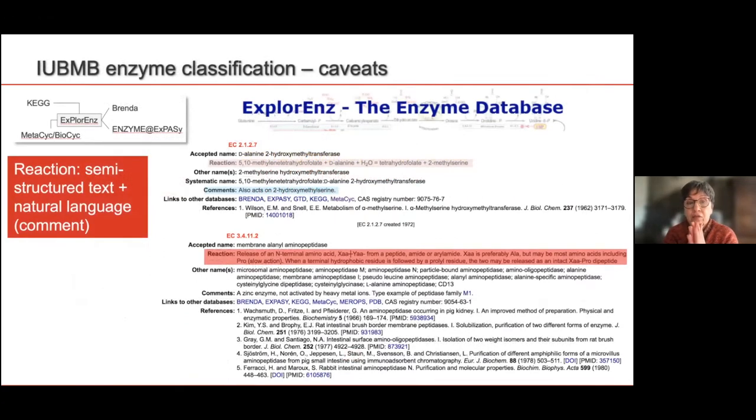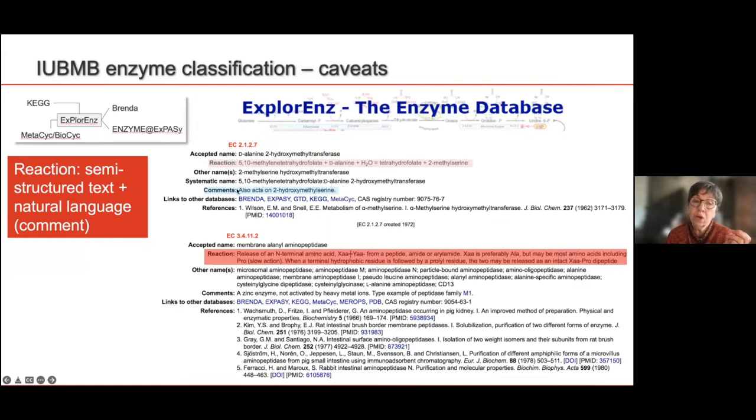Expasy Enzyme is the resource that contains only the IUBMB enzyme nomenclature. So you can see here two examples of an EC number entry. You have the EC number, you have information on the different names and synonyms. And what is of interest for us is the reaction part. But you can see that IUBMB provides the reaction only as a text definition. So it's a semi-structured text, like this chemical equation.